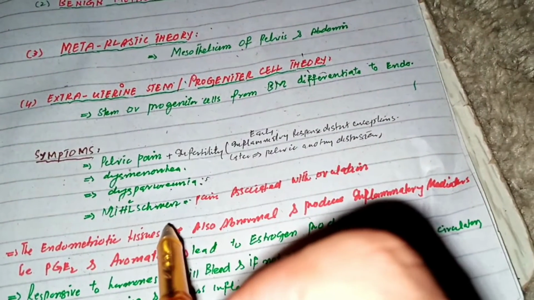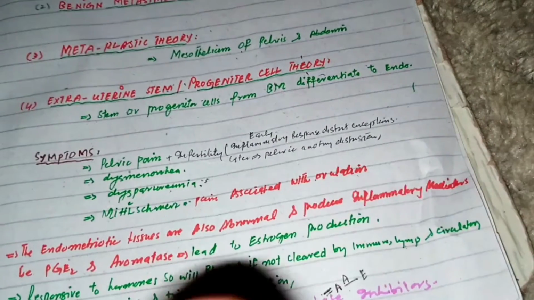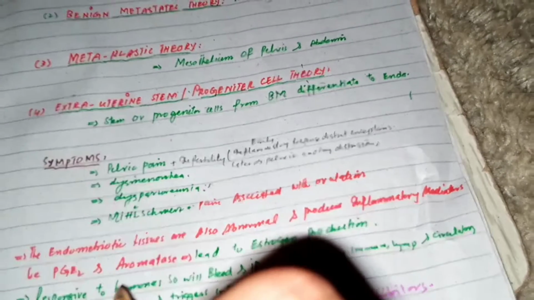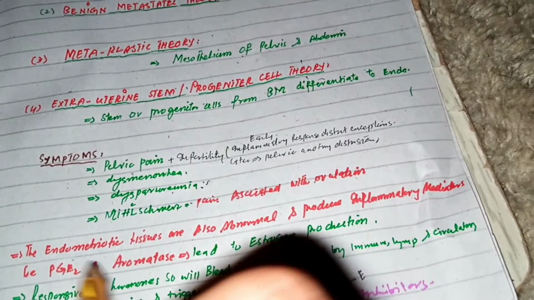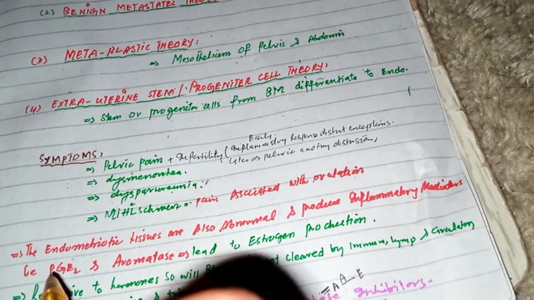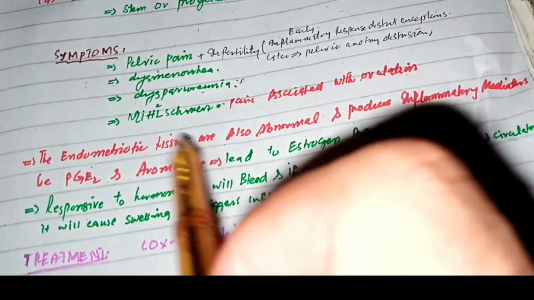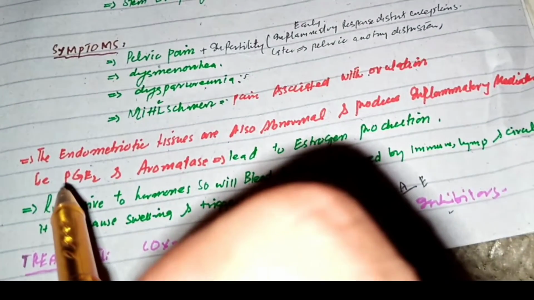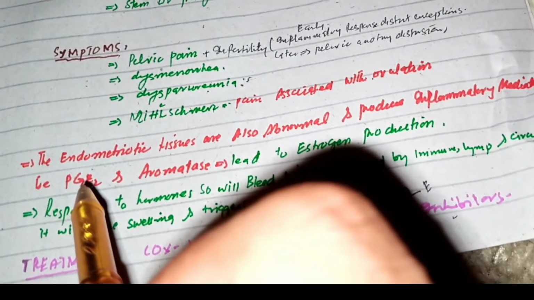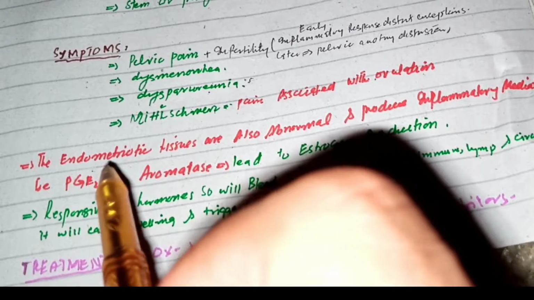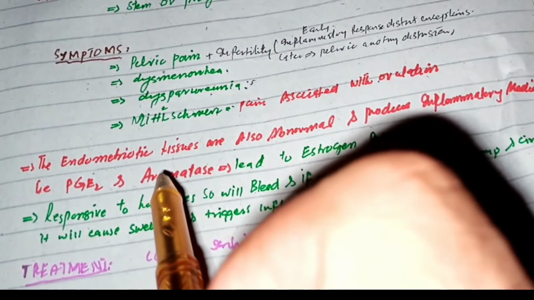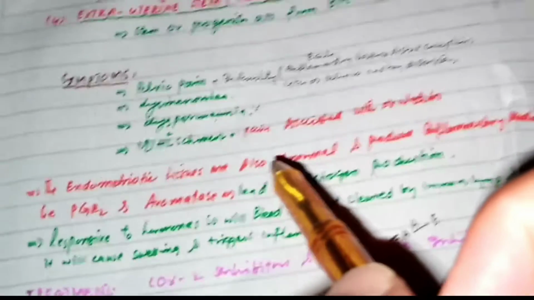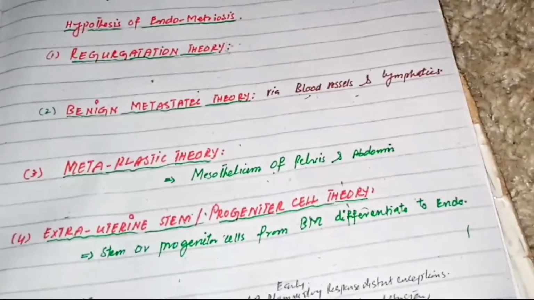The endometriotic tissue is responsive to estrogen and progesterone. The endometriotic tissue also produces prostaglandin E2 and aromatase. Aromatase will convert androgen into estrogen. The prostaglandin inhibitor and the aromatase inhibitor are used as treatment options for endometriosis. So this was all about endometriosis.